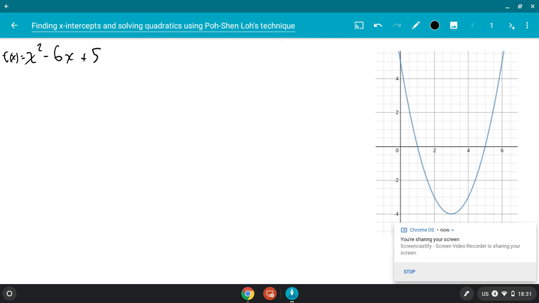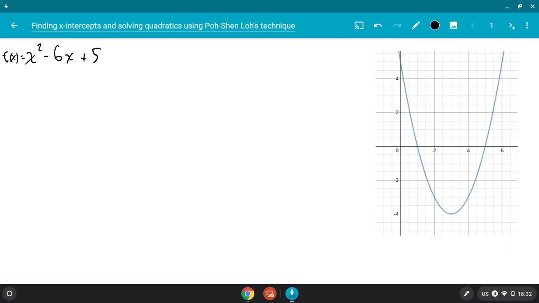We are finding x-intercepts and solving quadratics using Poh-Shen Loh's technique that he published in late 2019. So we have this basic quadratic function, f of x equals x squared minus 6x plus 5. I've graphed it over here.